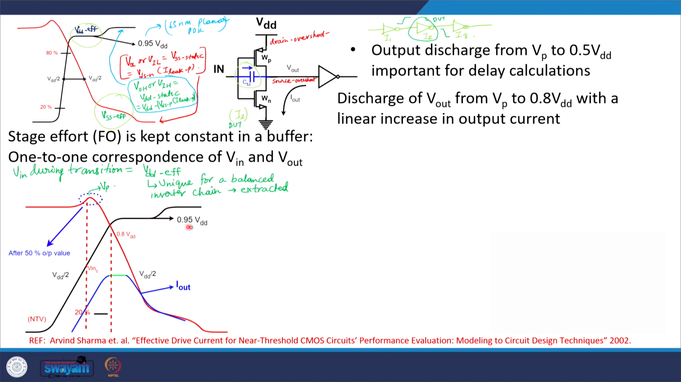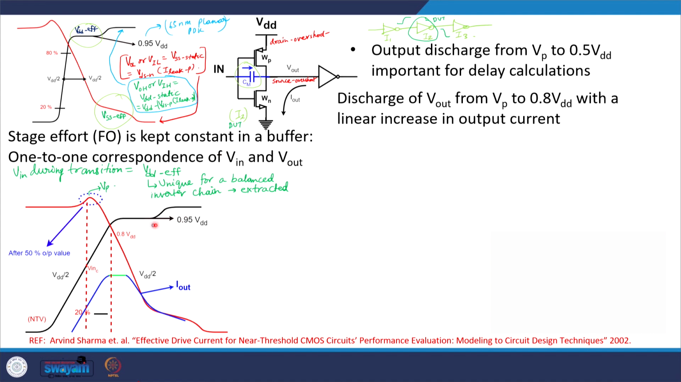In the 65 nanometer PDK that we are always referring to, we find it to be 0.95 VDD for a balanced inverter chain. And this could be different in different technologies. Typically in FDSOI or FinFET technologies, it would come out to be much smaller. That we will discuss later.